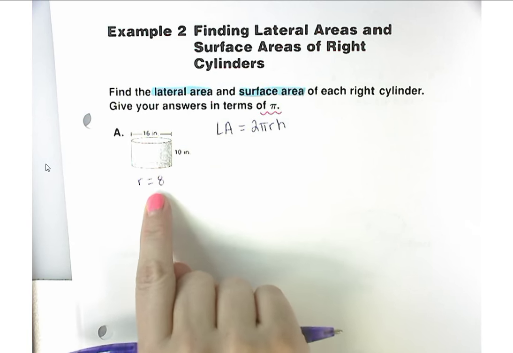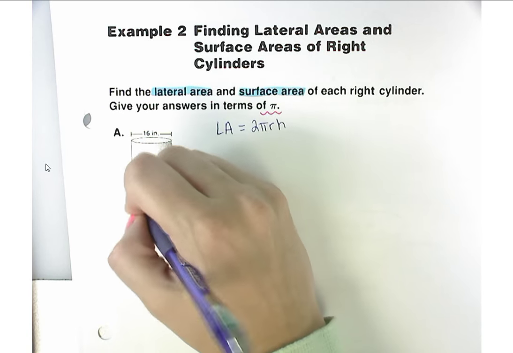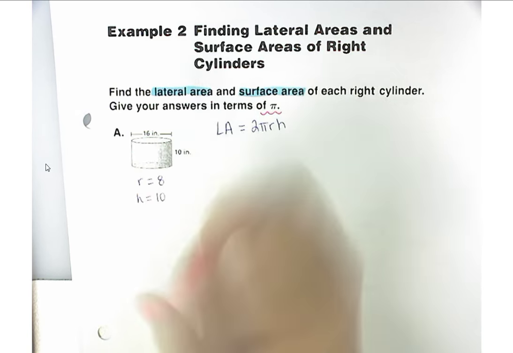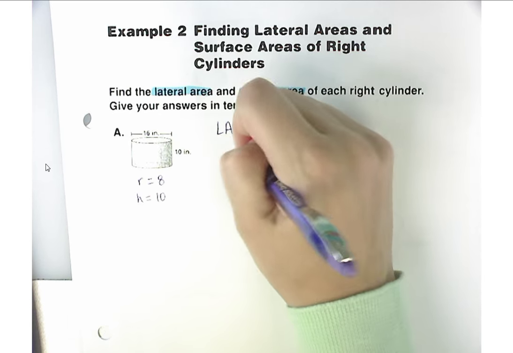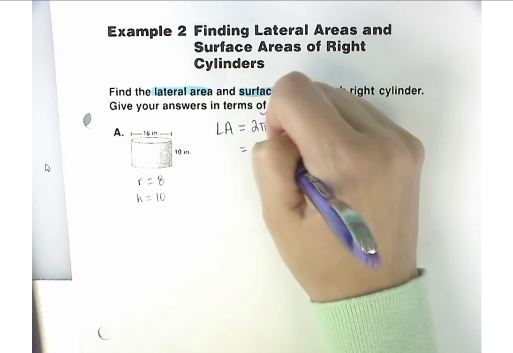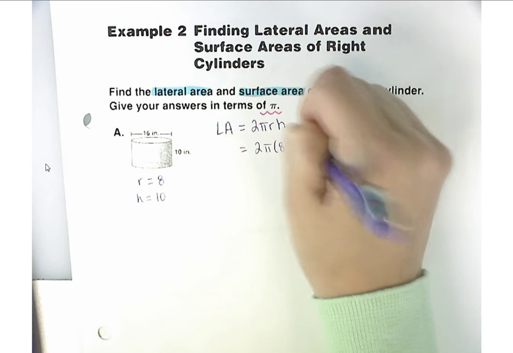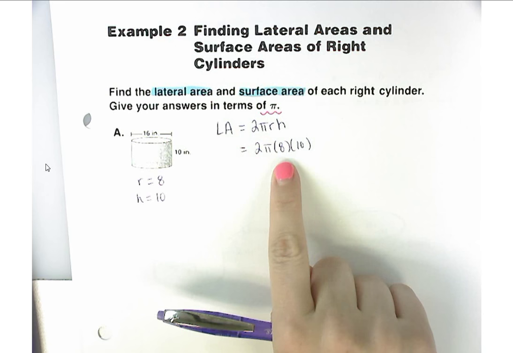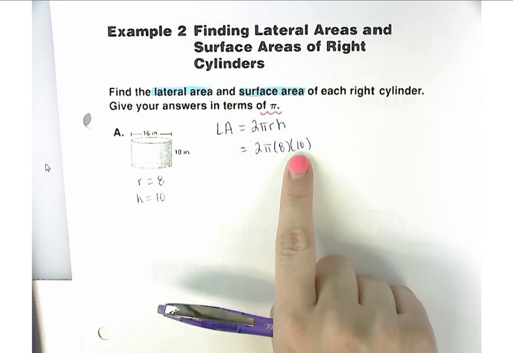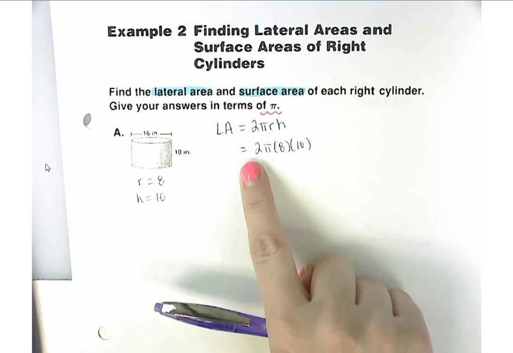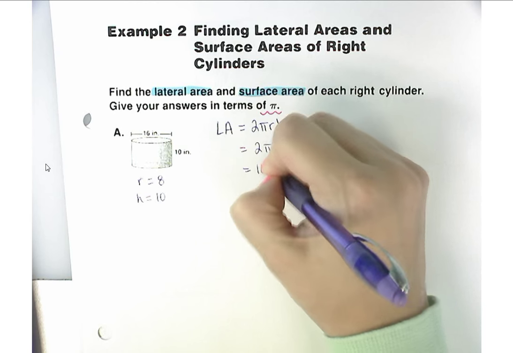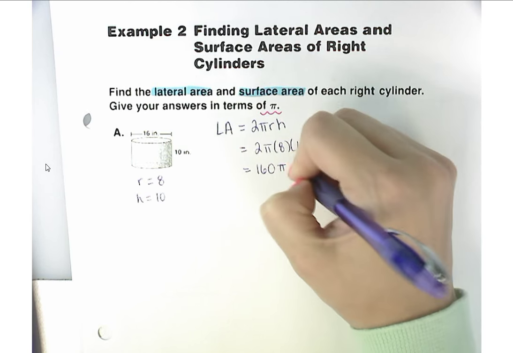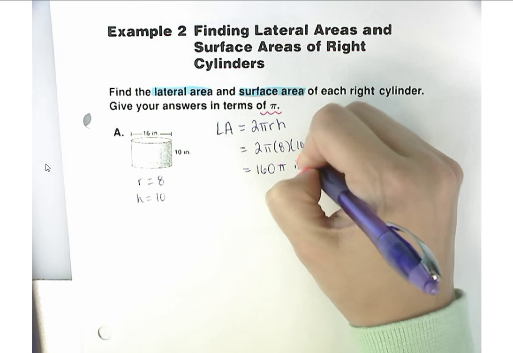The height of this, Matthew, what's the height of this going to be? 10. Okay, so I'm just organizing the information that they gave me in the picture so that when I get to my equation, I can now plug that in. Okay, now when you're multiplying, I would do 8 times 10 first because that's going to be what? 80. So then when you multiply by 2, 80 plus 80 is 160. So it's 160 pi. And then our units are going to be inches squared.